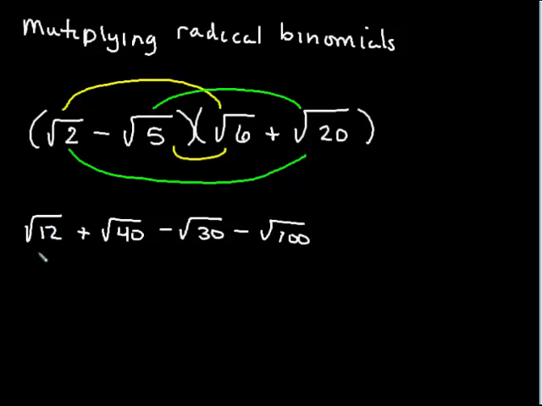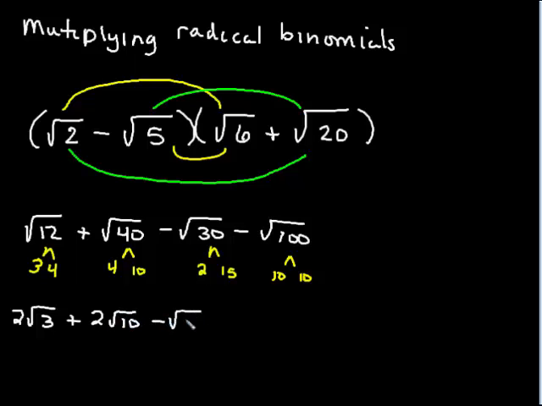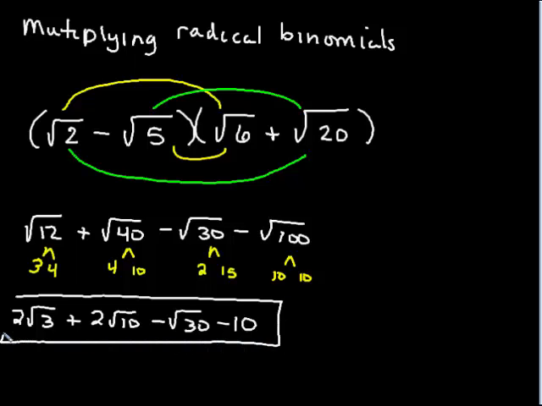Now I'll simplify each of these and see if any of them match. This is 3 times 4, 4 times 10, 2 times 15, and then 10 times 10. So I do have a perfect square in the 4. The square root of 30 won't reduce, but the square root of 100 reduces to 10, and none of these actually gave me any kind of matching radicals, so I could not simplify it any further. Let's try one more.